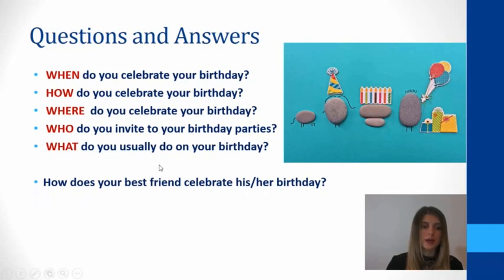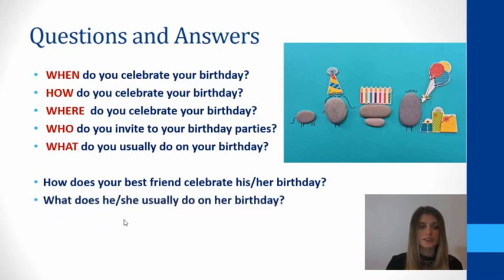Okay. What about your best friend? How does your best friend celebrate his or her birthday? Kako vaš najbolji drug slavi svoj rođendan? What does he or she usually do on his or her birthday? Okay, so just to remember one more time. When means kada, how, kako, where, gde, who, ko ili koga, what, šta. Excellent. Okay.